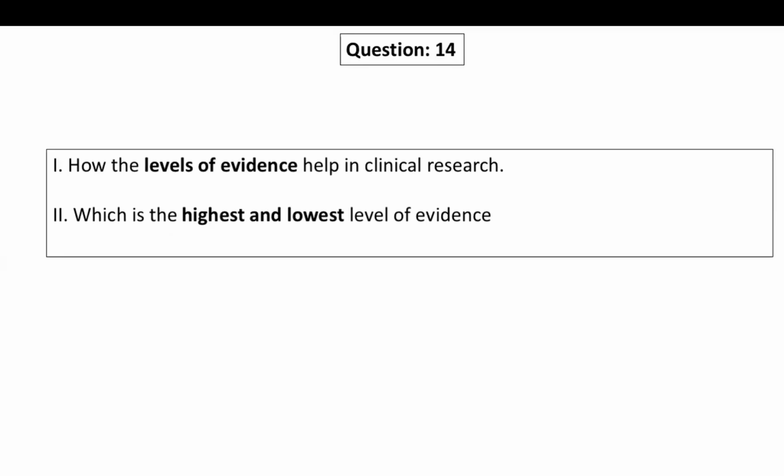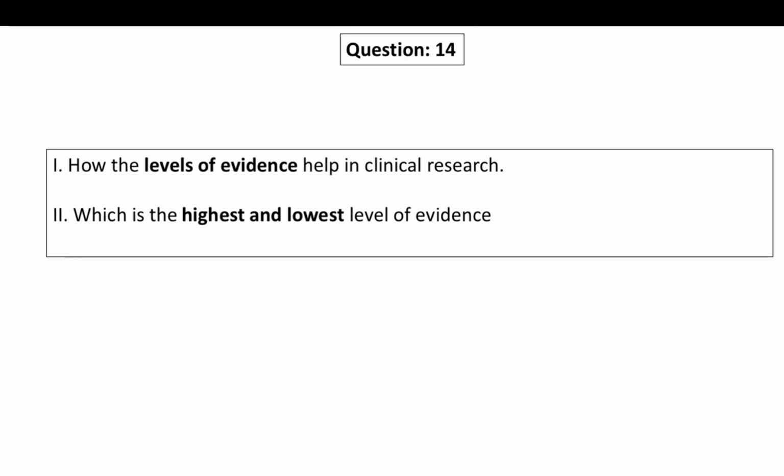So what is the level of evidence in clinical research? Level of evidence is a hierarchical system that helps us make evidence-based decisions. It grades the strength and reliability of scientific research based on the study design and quality. Okay. So can you say which is the highest level of evidence and which is the lowest? Level 1 is a meta-analysis, sir, followed by the randomized control trial, then case control and cohort study, then case series, and last is expert opinion.